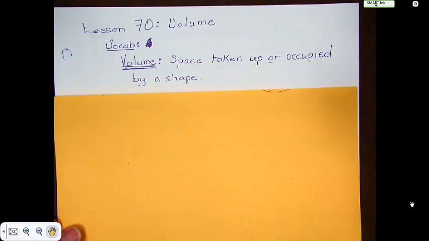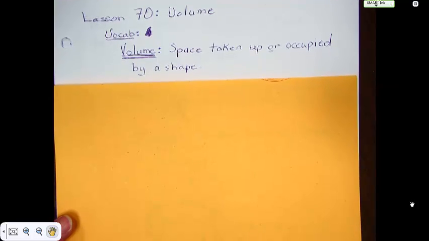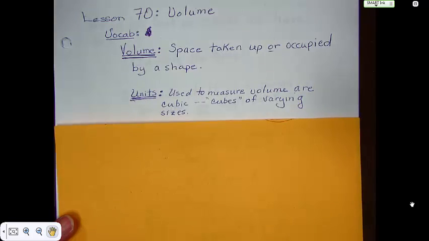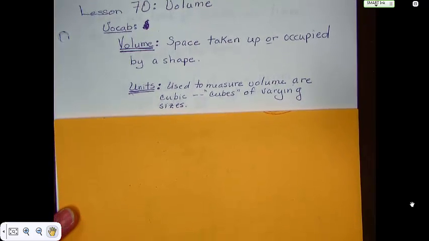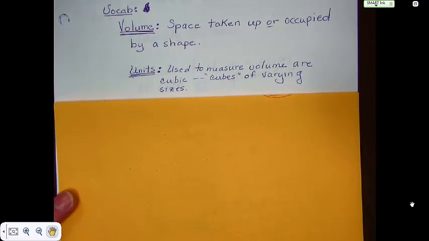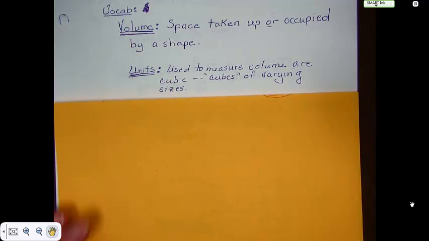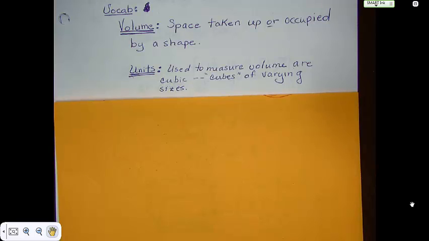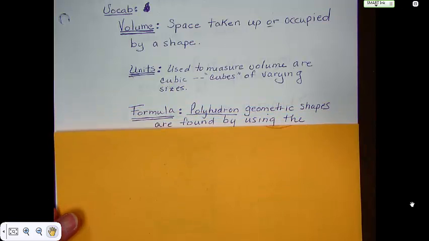A good definition for volume is the space taken up or occupied by a shape. We use units to measure volume, and they are always cubics. It would be as though you made little tiny cubes and you filled up any shape with these little tiny cubes, and therefore they call them cubics. They're cubes. They can be tiny, and they can be larger depending on whether you're dealing with meter cubic units or nanometer cubic units, so they can be really tiny too.